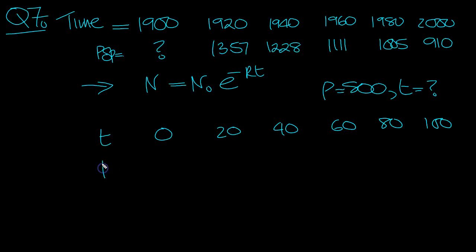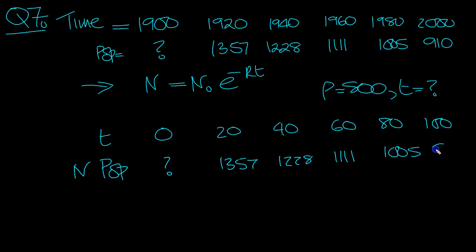So the population then, which is n, is equal to, we don't know, 1357. So let's just put these down again. 1228, 1111, 1005, and 910. So let's take logs here.